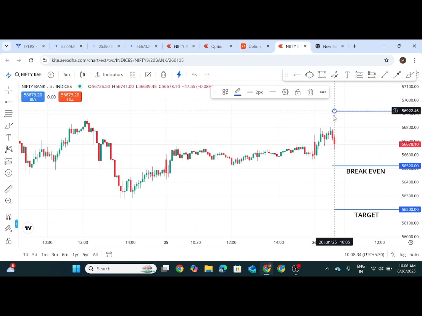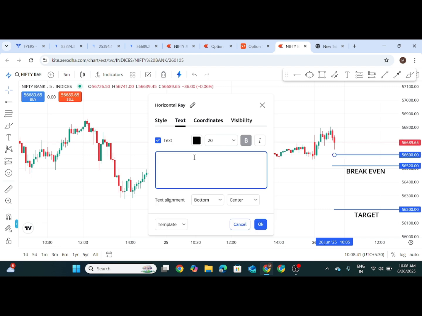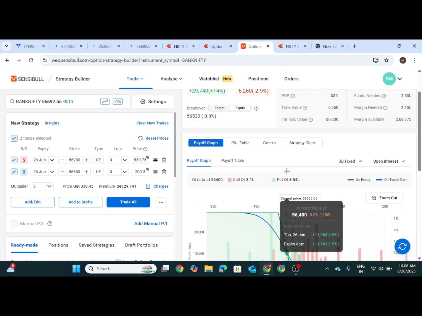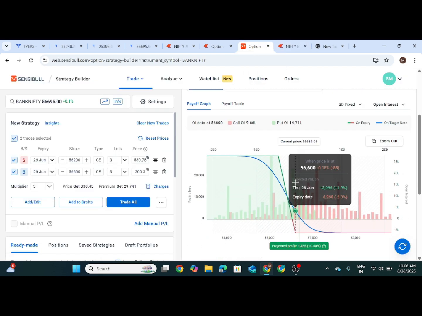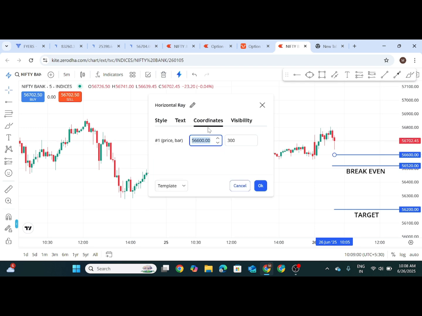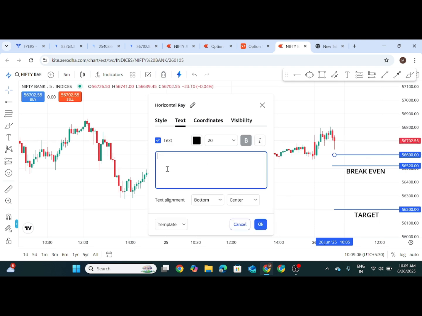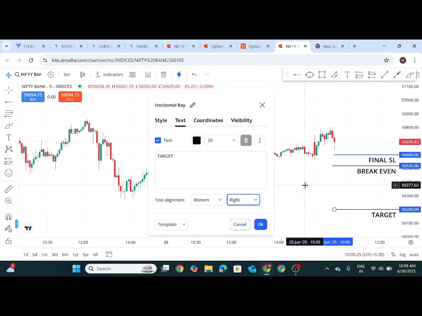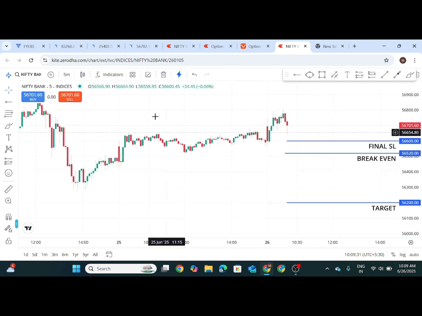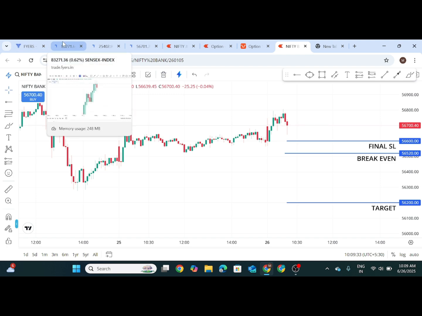This is the maximum loss, maximum profit and break even. Below break even, we want to make money. If we hit target, we're going to achieve 29,000. Between the break evens, if the market consolidates, it means we're going to lose.